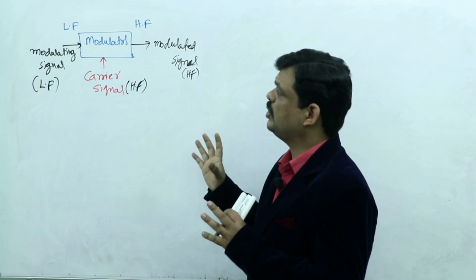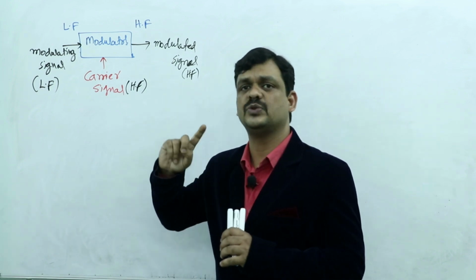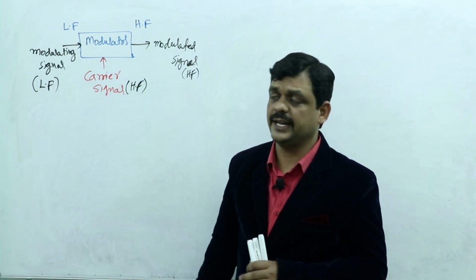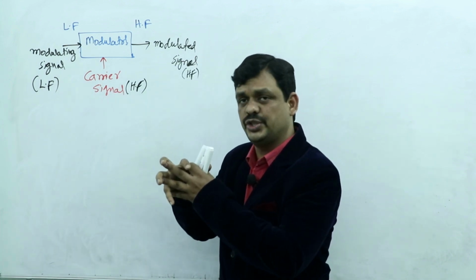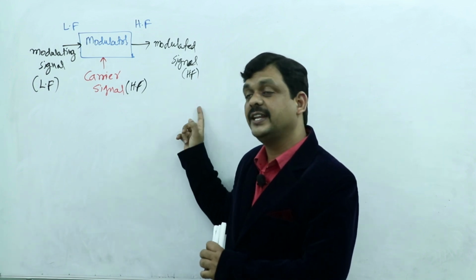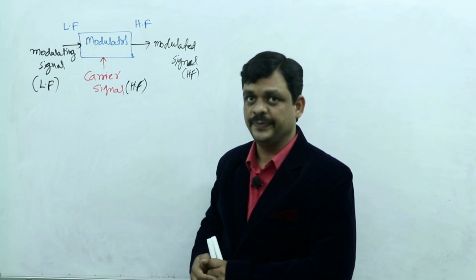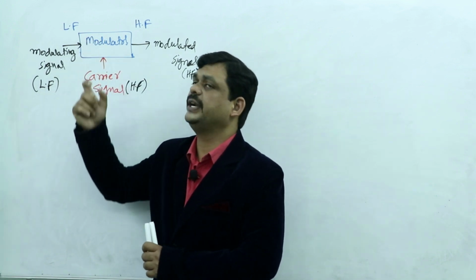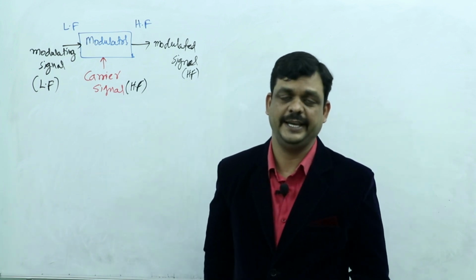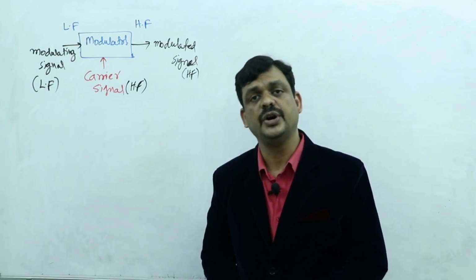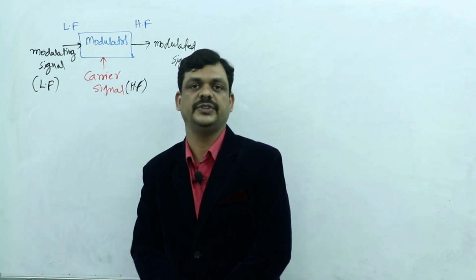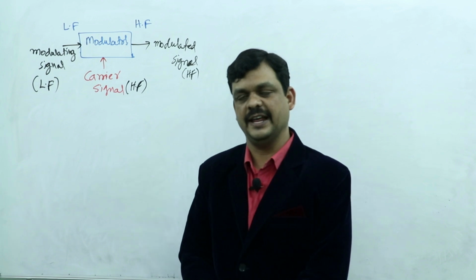So the modulator requires two input signals. One signal is called the modulating signal and another signal is called the carrier signal. Then it combines these two, which finally gives the modulated signal. That modulated signal is a high frequency signal. That's why I have written one simple point here: the modulator is used to convert low frequency signals into high frequency signals without changing the internal parameters of the low frequency signal.